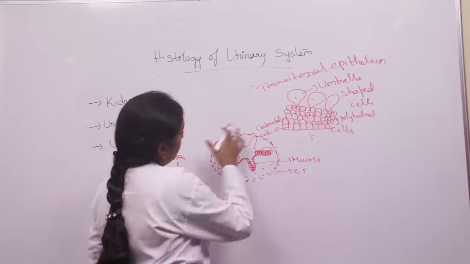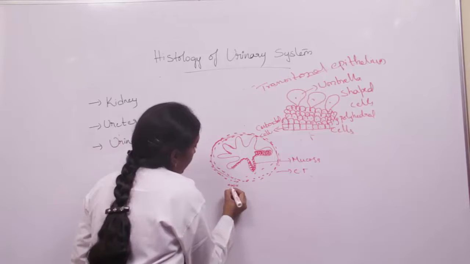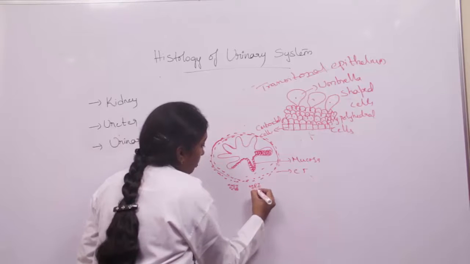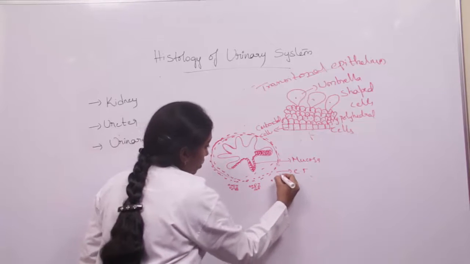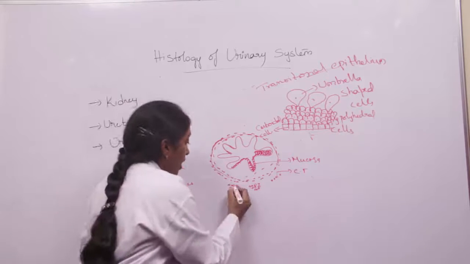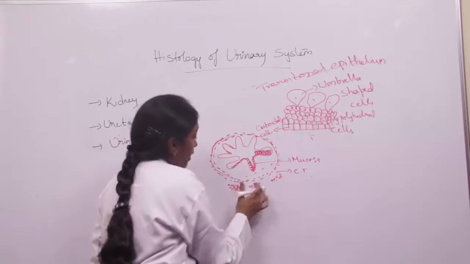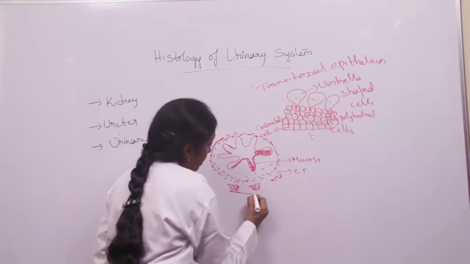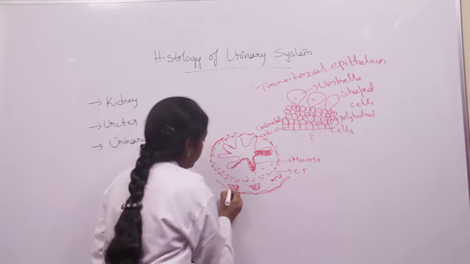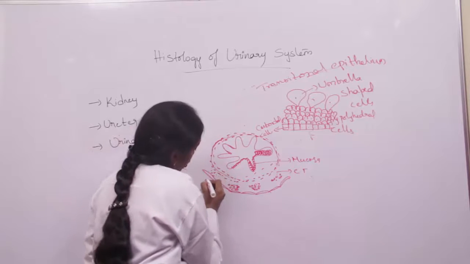Outer to the connective tissue layer, you will be able to see a thick muscle coat, with inner and outer longitudinal and a middle circular muscle coat. This is the longitudinal muscle, because when we take the section of the ureter, the longitudinal muscles appear like this. So the muscle layer consists of inner longitudinal, middle circular, and outer longitudinal.